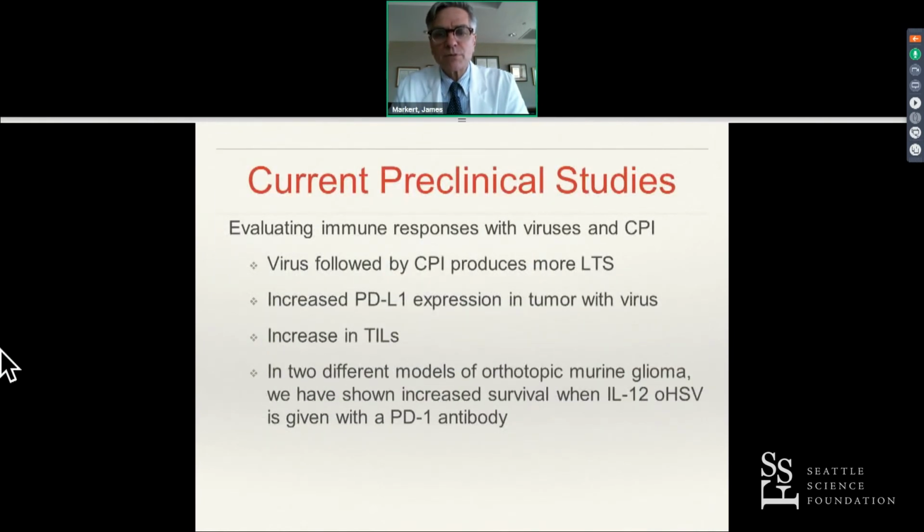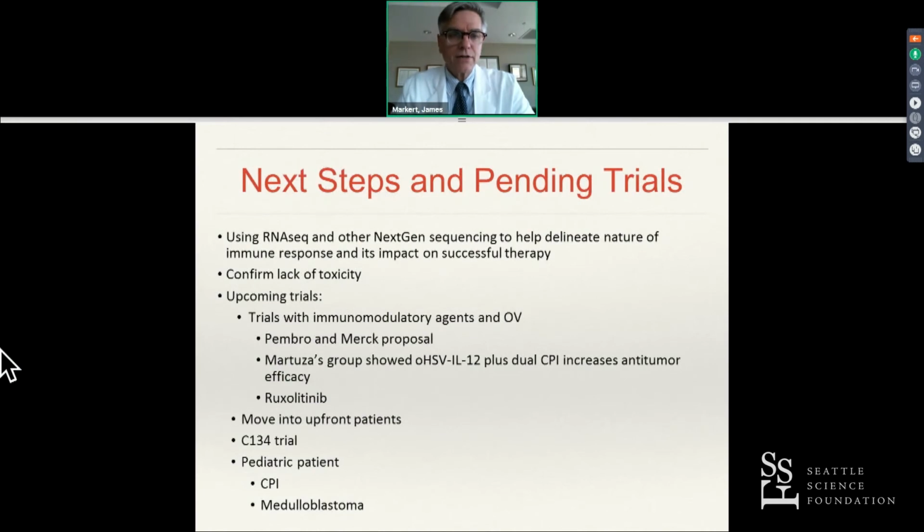So we're doing a lot of this work right now in our laboratory. And we found that, in fact, these checkpoint inhibitors do seem to produce improved responses and long-term survivors in our models. They increase the TILs, and so we think that we're going to be able to take this, we hope, into people, and we're working right now on a clinical trial. We've got a proposal in front of Merck right now to look at this with Pembro, so we're keeping our fingers crossed that we'll be able to use that.